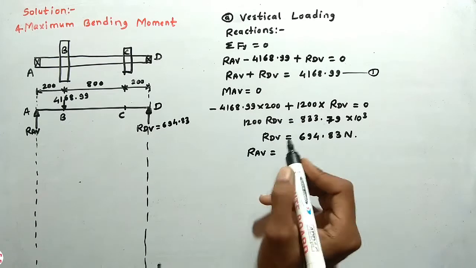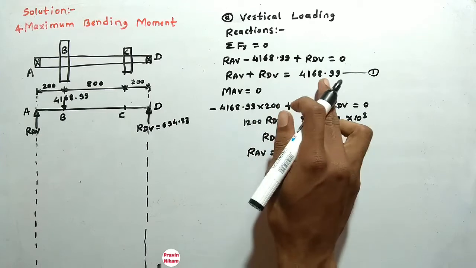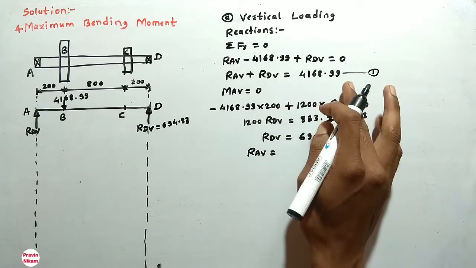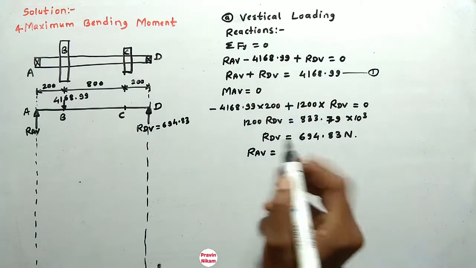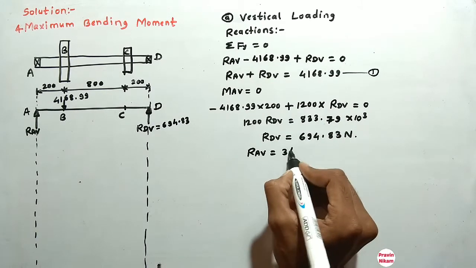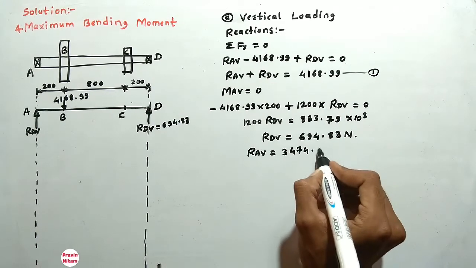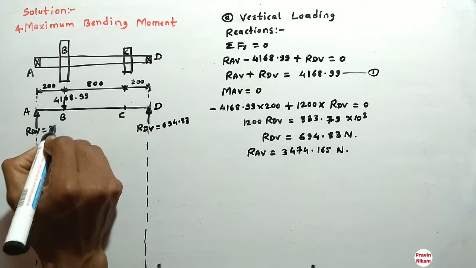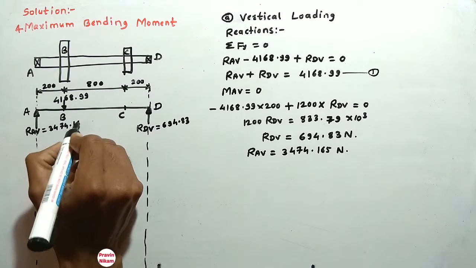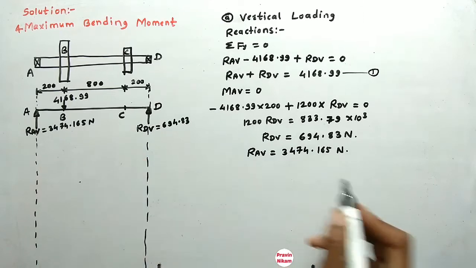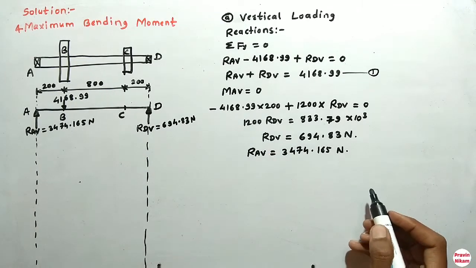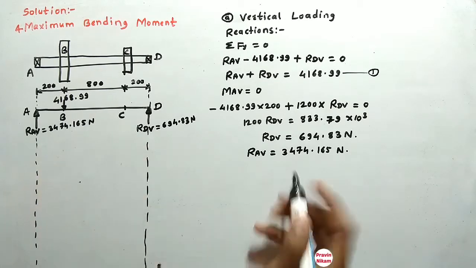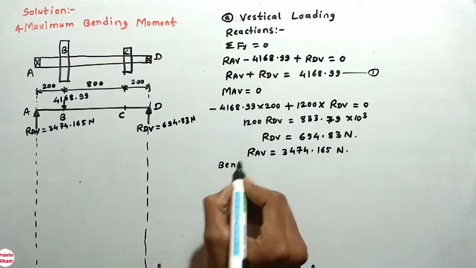Now put this value in equation 1. RAV plus RDV is equal to 4168.99. So RAV is equal to 4168.99 minus 694.83. So RAV becomes 3474.165 Newton. Write this value here, 3474.165 Newton. Now the reactions are known. Now find the bending moment at each point.